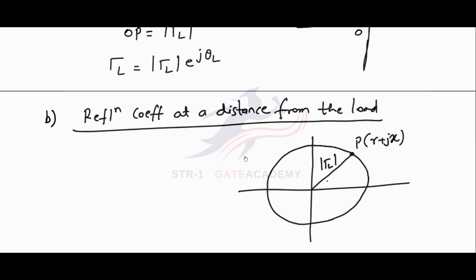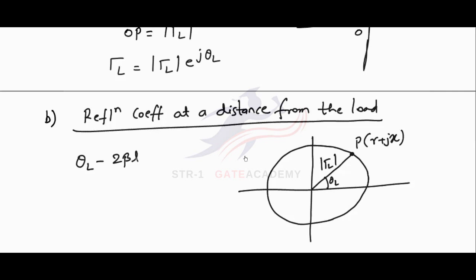Now we know that the movement on the Smith chart is because of the 2 beta L term. That is, theta L minus 2 beta L is the movement on the Smith chart. This is theta L. Now what we have to do is move away from the load, sorry, towards the generator. So as we increase the value of L, this 2 beta L term will increase, and therefore we will move on the Smith chart on this side.